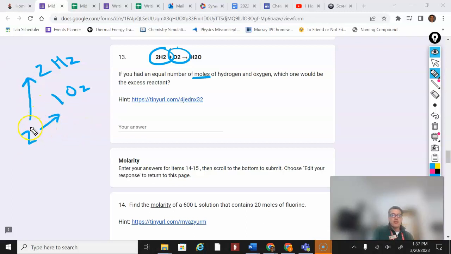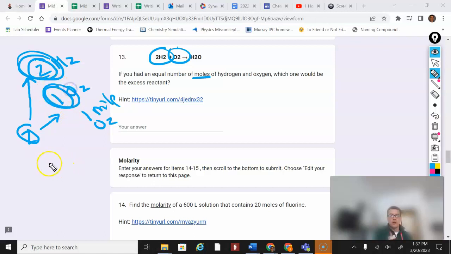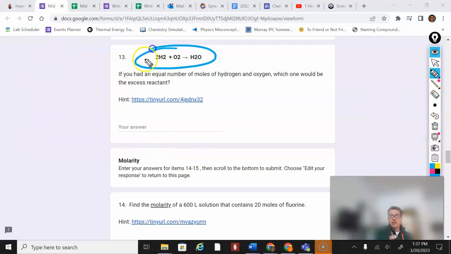think about what would happen here. If I had 2 moles of each, then I would use 2 moles of hydrogen to react with only 1 mole of oxygen, and then I would have 1 mole of oxygen left over. Because again, I need twice as much hydrogen as I do oxygen. So if we had equal numbers, I'm going to run out of the hydrogen first because I don't need as much oxygen, all things being equal. So we can use the balanced equation kind of as our recipe.